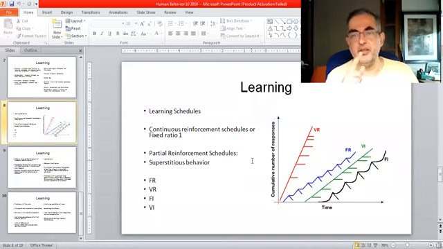Pigeons, for example, can show superstitious behavior. They go around spinning in circles because every now and again you give them a reinforcement, and that puts them in a partial reinforcement schedule for spinning. Although you don't give the food pellet every time, they keep showing that behavior.